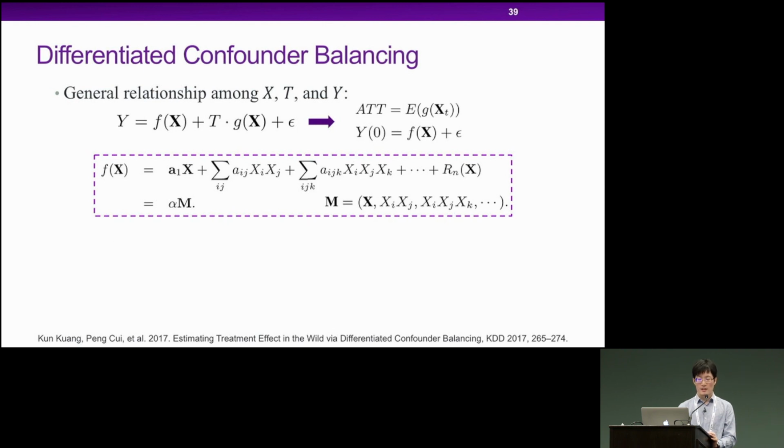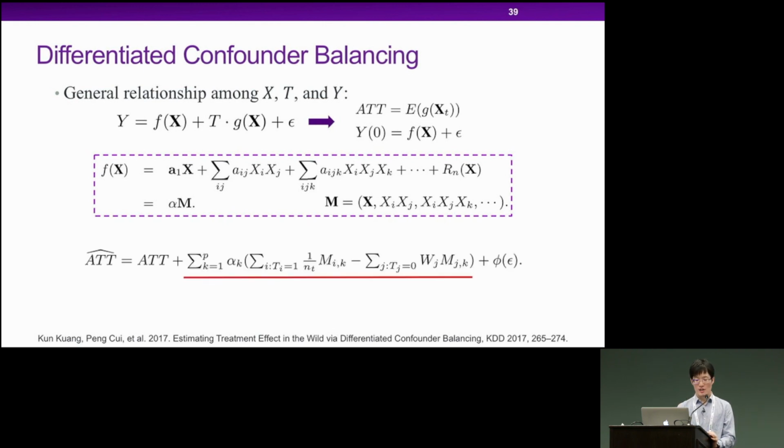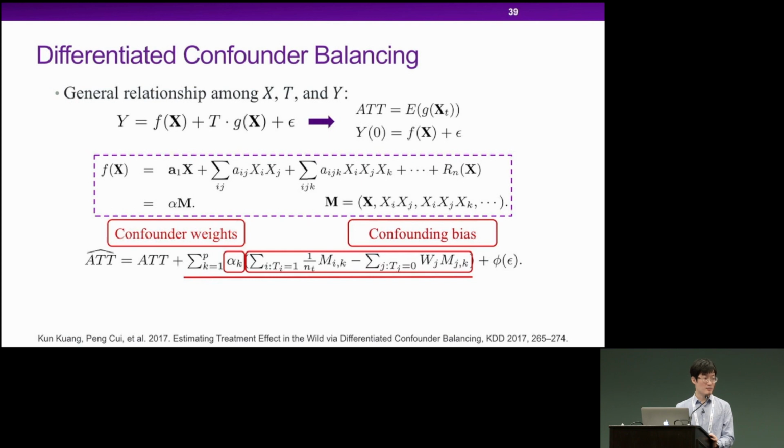And then under this function, if we estimate the ATT, you will see that the estimated ATT is the true ATT plus a bias term. And this bias term is composed of two parts: one is the confounding bias, and the other is the confounder weights. Actually, this is proved by a theoretical analysis.